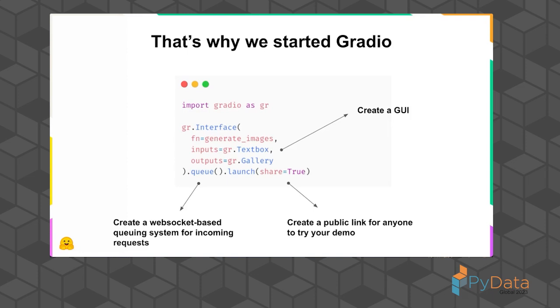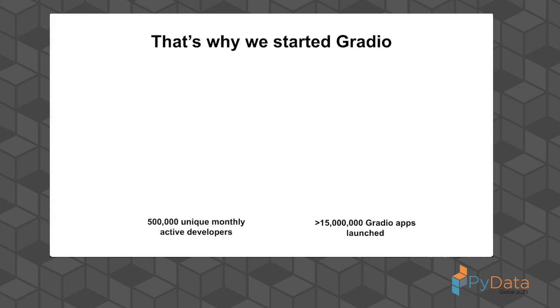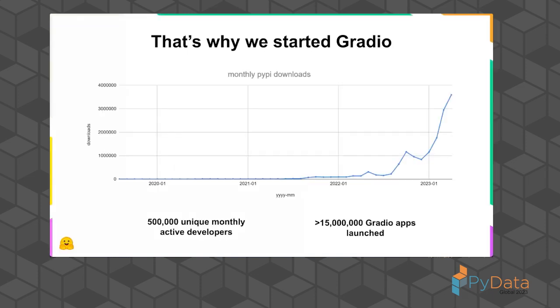Okay, so we released Gradio a few years ago, and we're very fortunate to see it has taken off in the last couple of years. At this point, we have more than 500,000 unique monthly active developers building with Gradio. They've built more than 15 million Gradio applications. And the number of users of these Gradio applications is actually much, much more. These are just the folks that are building with Gradio, and then they share their Gradio applications with other people.